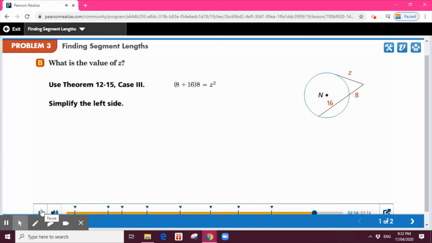Simplify the left side of the equation. Then take the positive square root of each side to solve for z. So z is approximately 13 9/10.